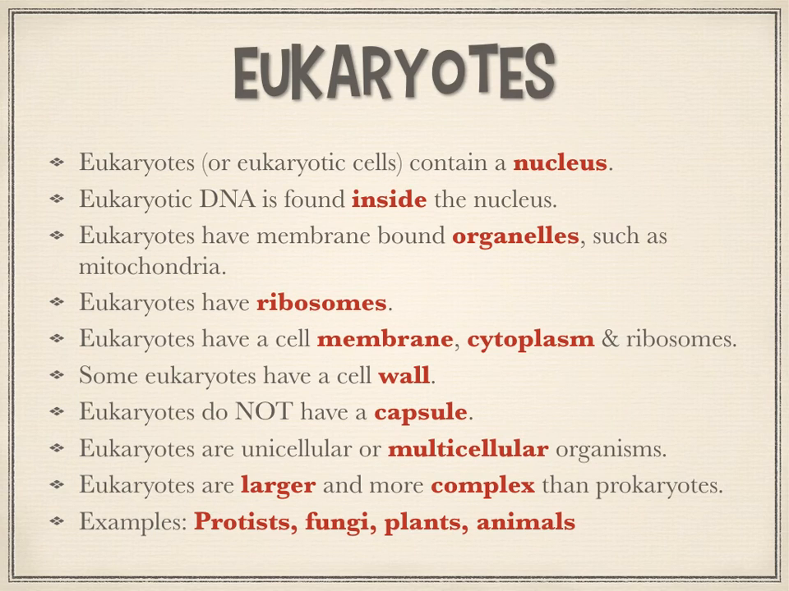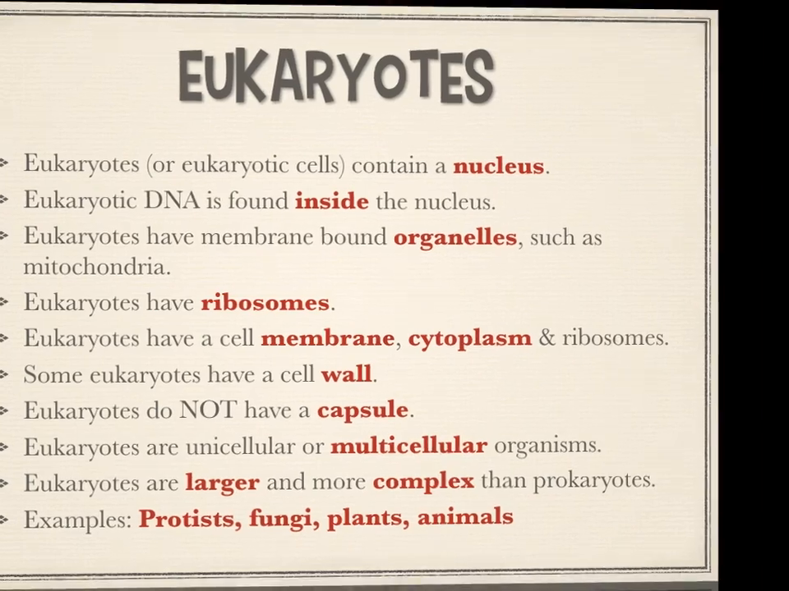So once again, some more information on eukaryotes. Eukaryotes contain a nucleus, and their DNA is found inside of the nucleus. They have membrane-bound organelles like mitochondria. They have ribosomes, cell membranes, cytoplasm. Some will have a cell wall. They do not have a capsule. They are unicellular or multicellular organisms, and they are larger or more complex than prokaryotes.